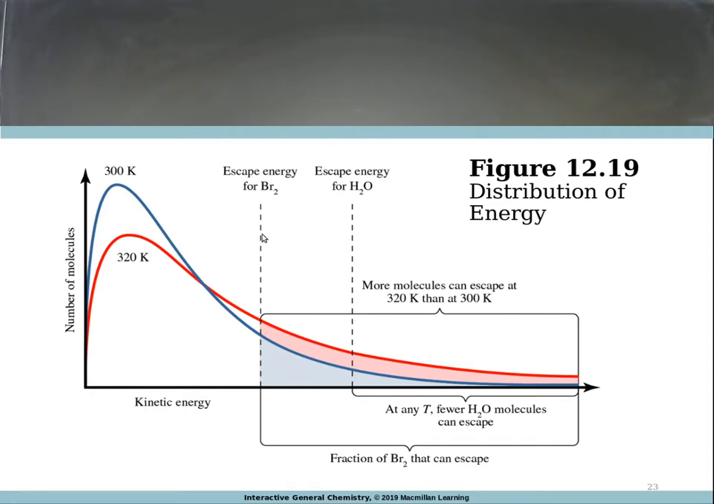Vapor pressure is also dependent on temperature. So if we compare the blue curve at 300 Kelvin to the red curve at 320 Kelvin, this red curve has a higher proportion of its molecules here at the high kinetic energy end of the graph. And so for both bromine and water, a higher temperature will lead to a higher vapor pressure. And so you can take something with relatively low vapor pressure, and as you warm it up, its vapor pressure might become substantial.